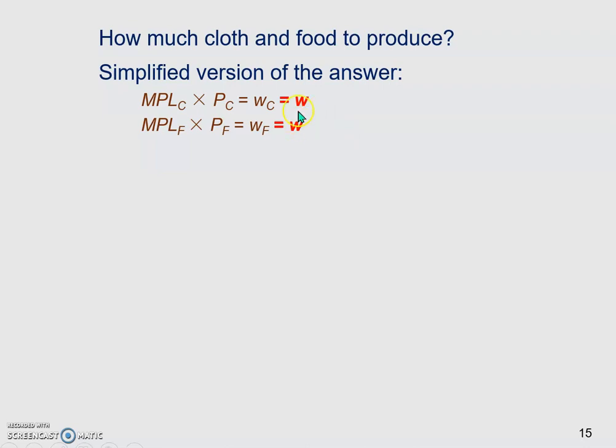So once we get here, we will be able to make the left-hand sides of the two equations equal to each other, okay? So MPLC times PC equals W, and MPLF times PF equals W, okay? Once again, W is a market wage, okay?